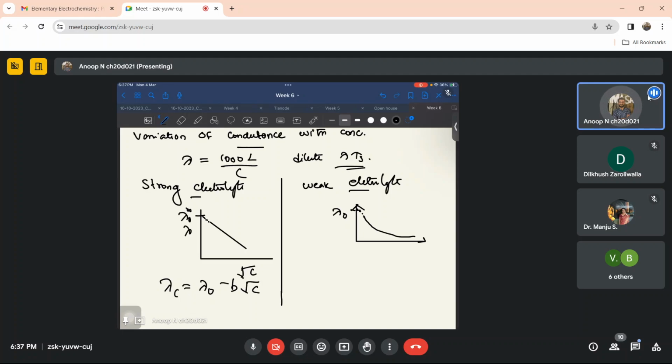So it won't be a straight line if you plot lambda versus root C for a weak electrolyte. This relation we can use for the calculation of lambda at a particular concentration. I will see a problem in the coming today itself.